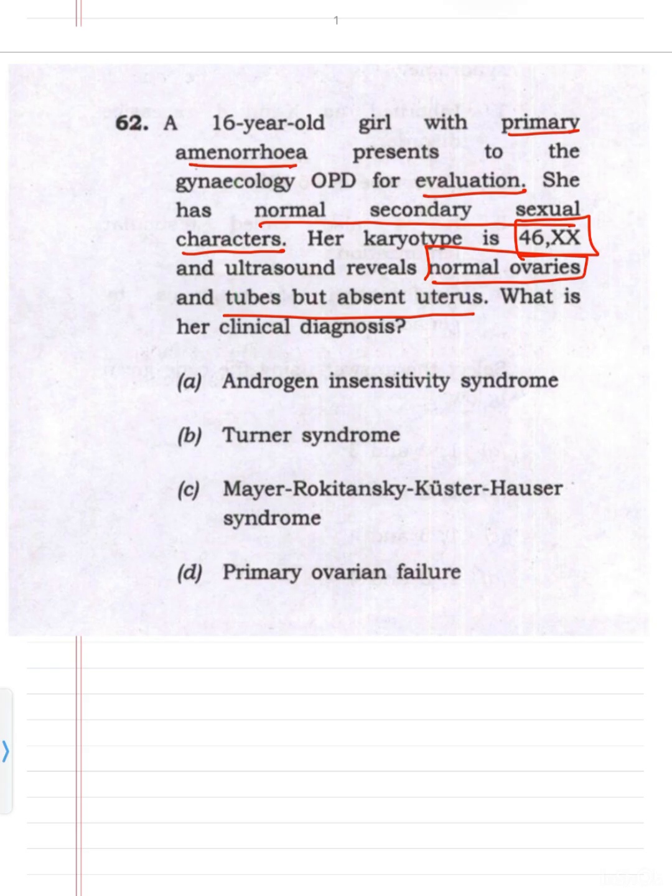First is androgen insensitivity syndrome. No. In androgen insensitivity syndrome, the karyotype is 46XY. The genotype is male. Because of the deficiency of androgen receptors, the male masculinizing characters did not appear. So androgen insensitivity syndrome will not occur, since it should be 46XY, not 46XX. Coming to Turner syndrome, Turner syndrome is 45XO.